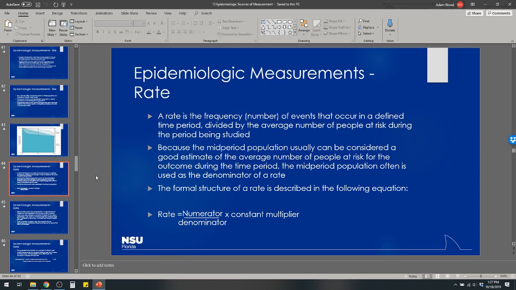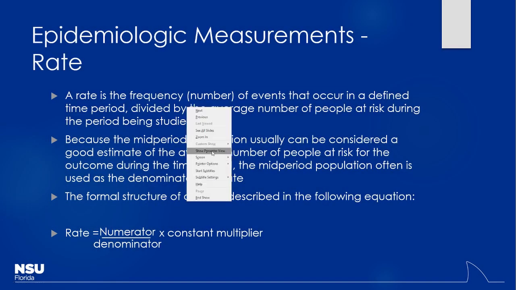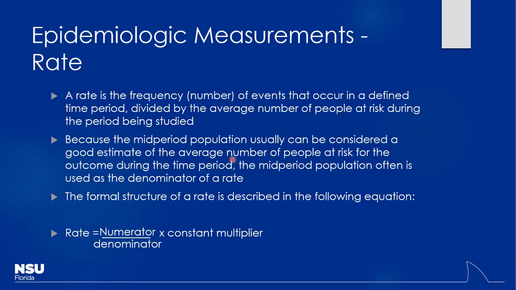So what we can do in order to get that average number of people at risk is instead of using the entire population number as our denominator, we're going to have, and I forgot to put it in presentation mode, my goodness. I'm so sorry, let me restart.